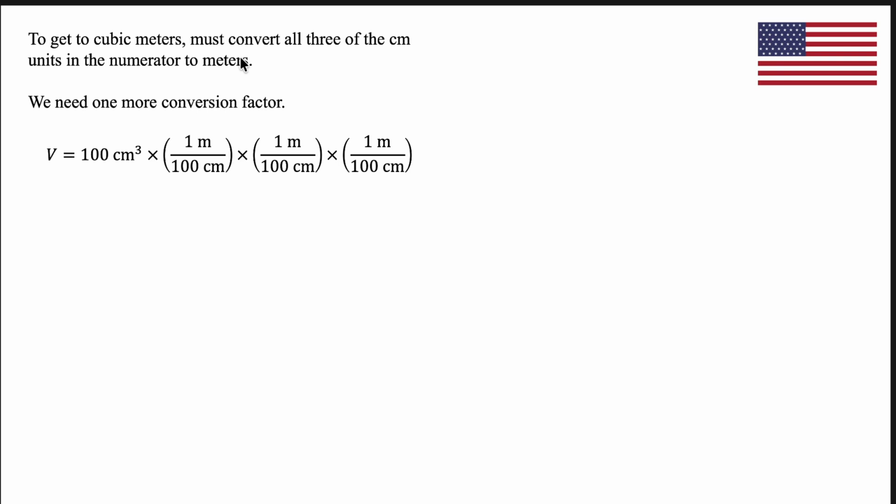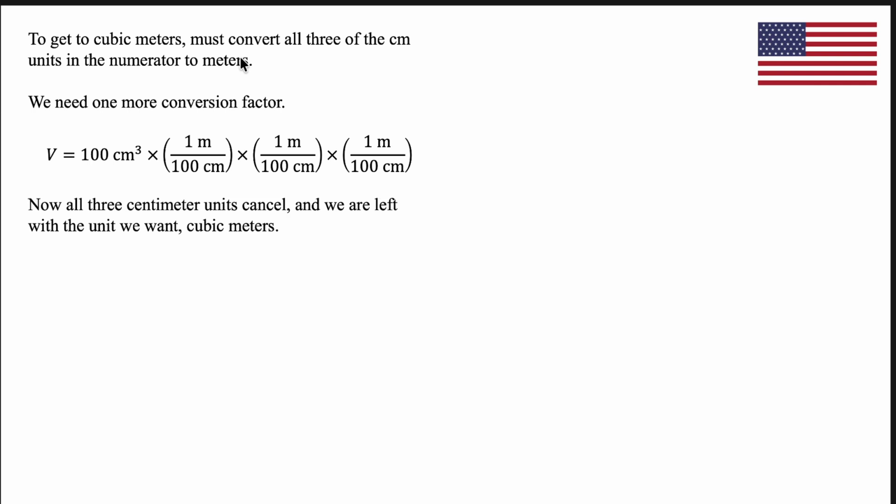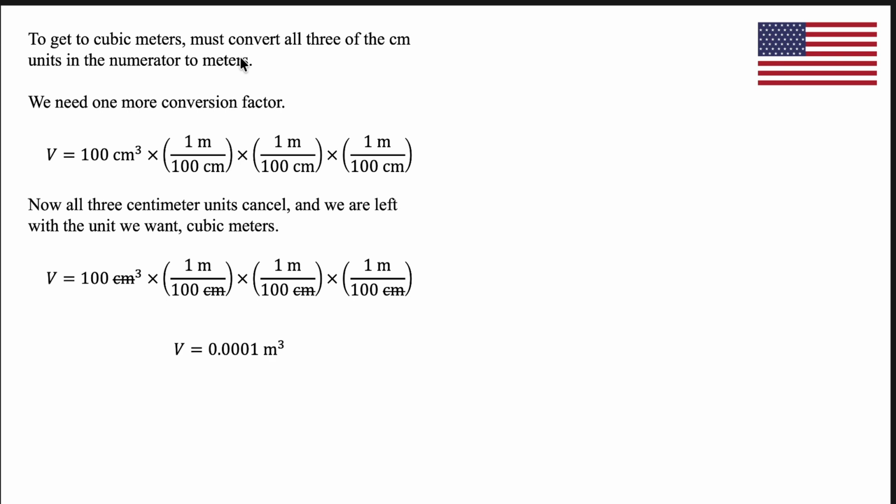And we're almost there. To get cubic meters, we got to do 3 times. 1 more conversion factor. So now we have a centimeter in the numerator, and there's 3 centimeters in the denominator. Those all cancel, and now I have a meter cubed in the numerator, which is the unit I want. Now we do the math, and it's 0.0001 cubic meters. And this is surprising. That's small. 100 cc's is 0.0001 cubic meters.